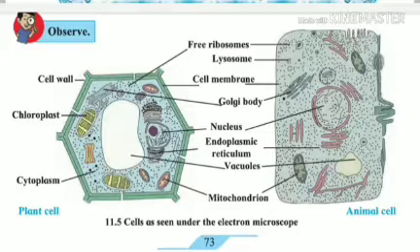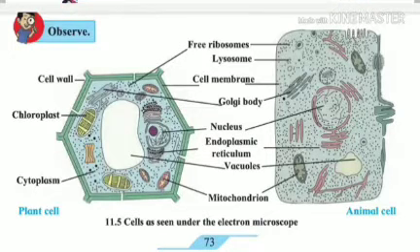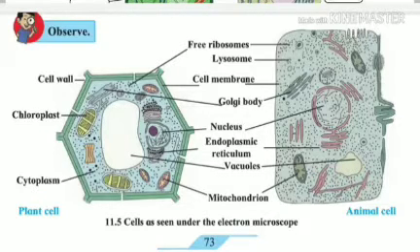Which instrument do you use to observe the cell? A compound microscope is used to observe the cell. You have learned all the cells and their components in 7th class. You just have to remember and tell us which component is present in the animal cell and which is present in the plant cell.